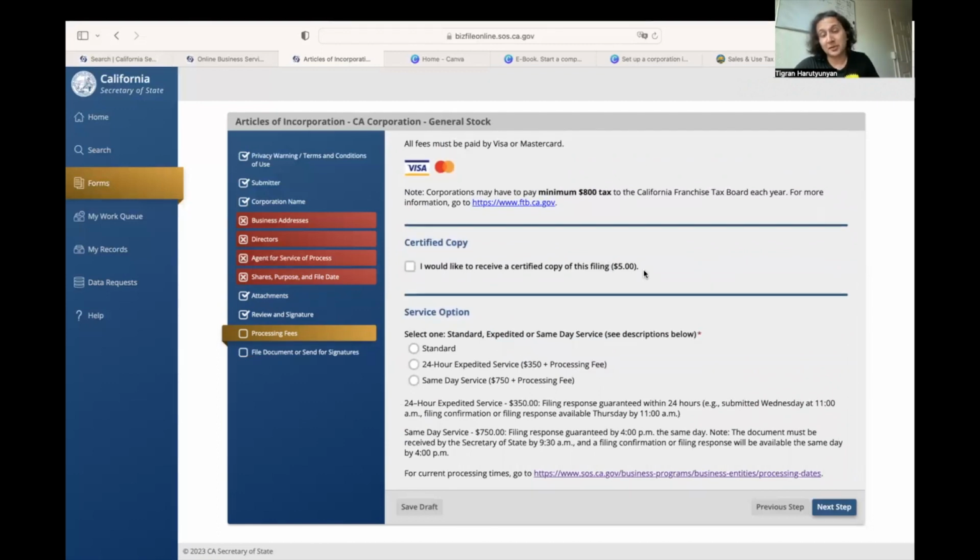You may get a certified copy for an extra $5. Sure, it's only $5, unlike Delaware that charges 50. I would just add that option too. Standard processing usually takes about a week. It's not that bad, but if you want same day service, you can pay an extra $750. And your company, if you filed everything correctly, will be ready the same day. Same day means basically working time, right? So, okay.